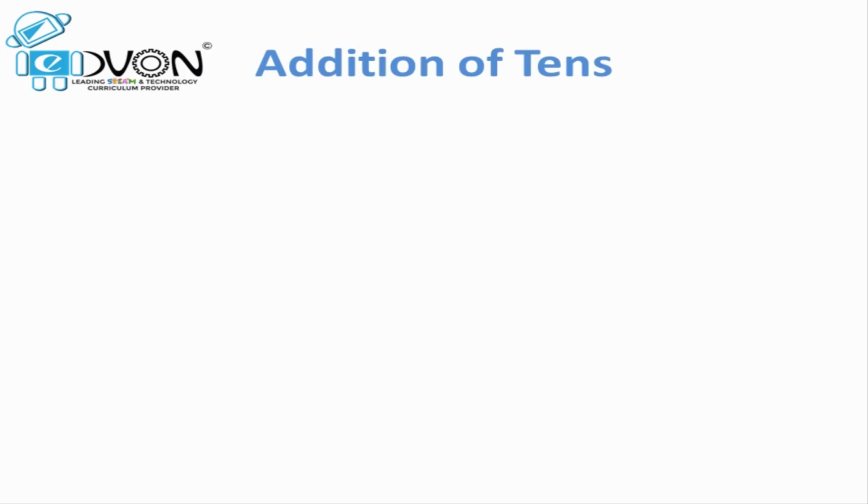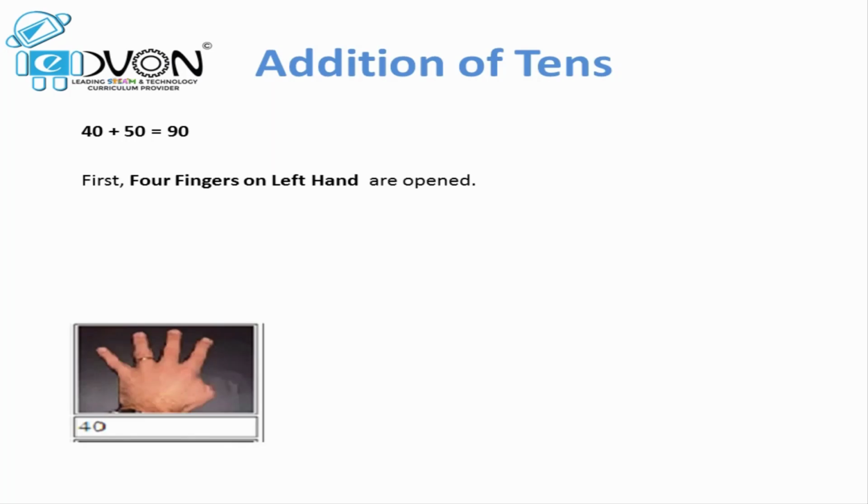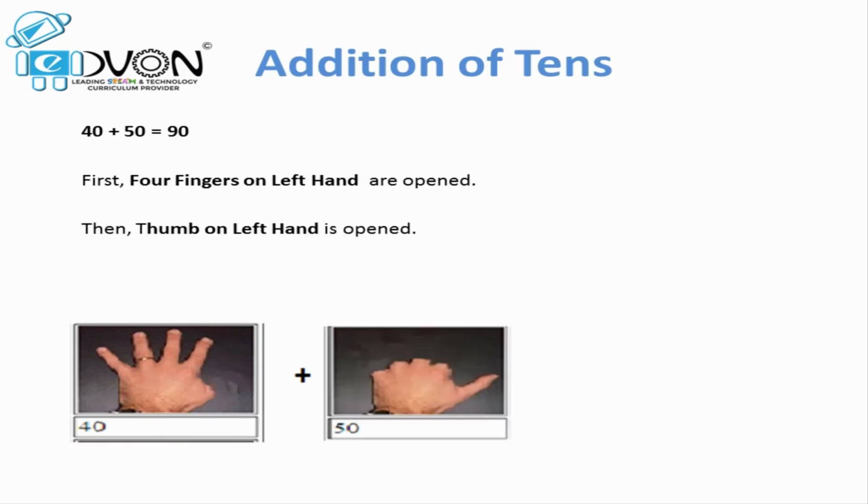Let's take another example. If we want to add 40 and 50 together, first we will place 40 on our fingers. To place 40, we will open 4 fingers on our left hand. And for 50, we will open the thumb of our left hand, which represents the value 50. As a result, we get thumb and 4 fingers. Thumb and 4 fingers on the left hand represent the value 90. So our answer is 90.